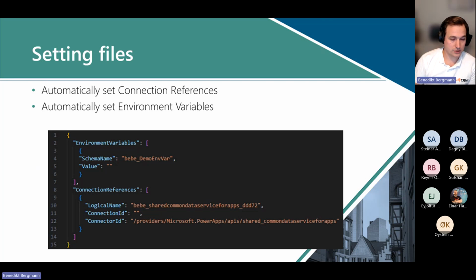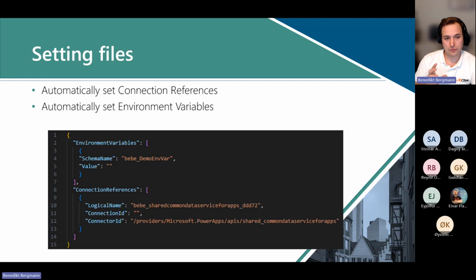It's a JSON file with an array of environment variables and an array of connection references. We have the schema name and value when it comes to environment variables, and the logical name, connection ID, and connector ID for connection references. What we can do here is create those for every one of our solutions. Let's say we deploy 2 solutions, so we create 2 of them, which include all the environment variables and connection references we have in this solution.